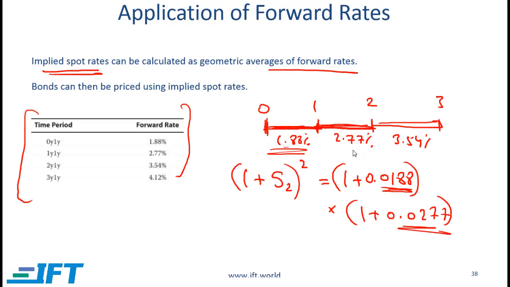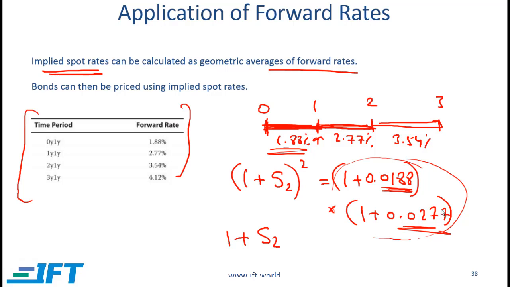In other words, if you take $1, invest it for this period, and then that money is invested at 2.77, you get this much money. This should be the same as investing for 2 years at the 2-year spot rate. So what is 1 plus S2 then? 1 plus S2 is the product of these two raised to the power of 1 over 2. That is a geometric mean.